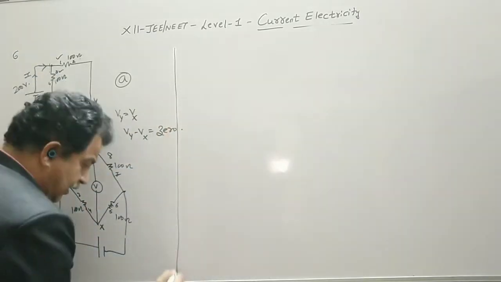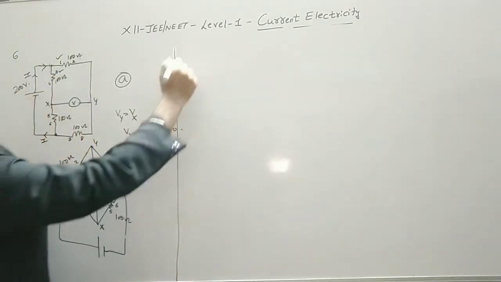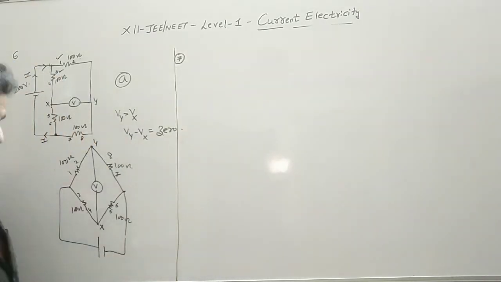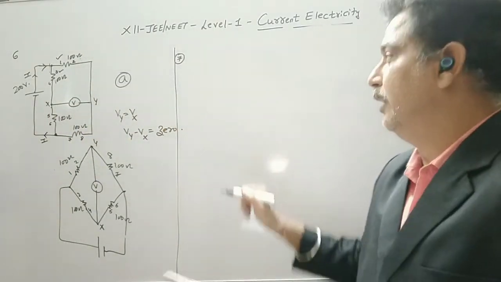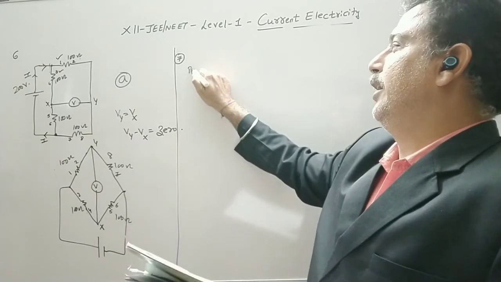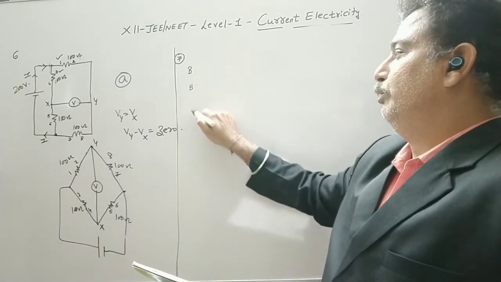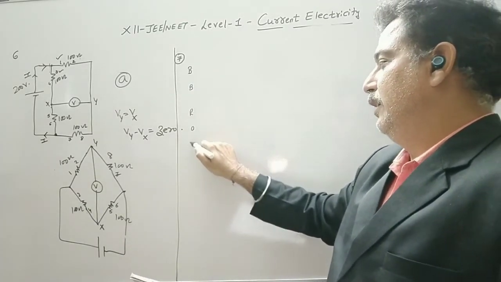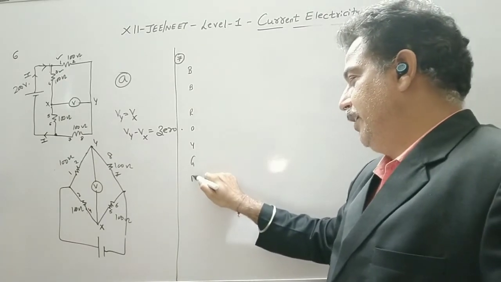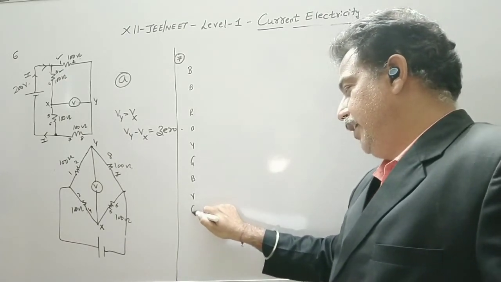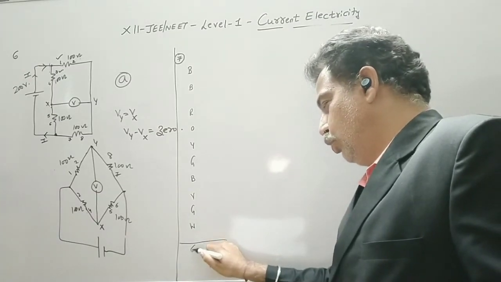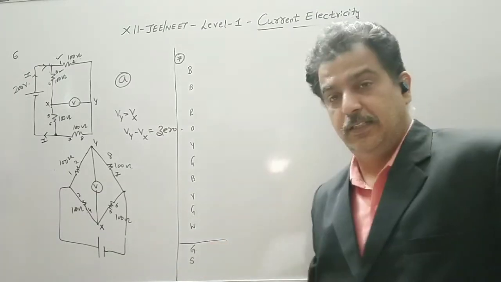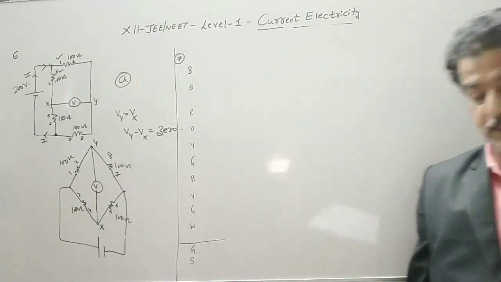MCQ number 7, again it is very simple, it is based on the color coding, and if you remember the coding, it was B.B. Roy, Great Britain, Very Good Wife, with gold, silver. That's what we did in the theory.